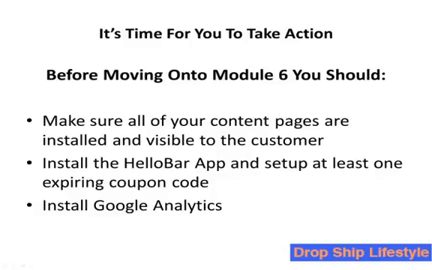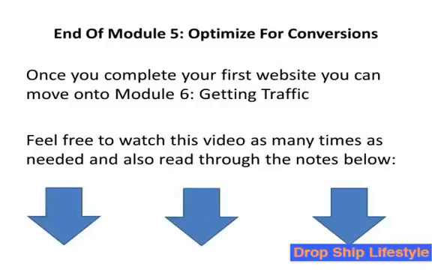Okay, everyone, now it's time for you to take action. Before moving on to Module 6, you should make sure that all of your content pages are installed and visible to your customers. You should install the Hello Bar app and set up at least one expiring coupon code. You should also install Google Analytics, because remember, before we start sending traffic to our website, we want to know where this traffic is going to go once they get there and how it's going to convert. We want to know what sources of traffic are going to lead to sales, and we're going to capitalize on those traffic sources. So do these three things, and once you're done, this module is over. You can move on to Module 6, which is the fun part.